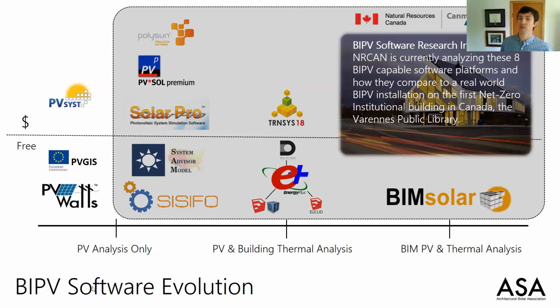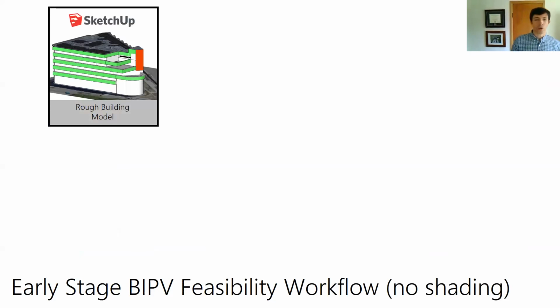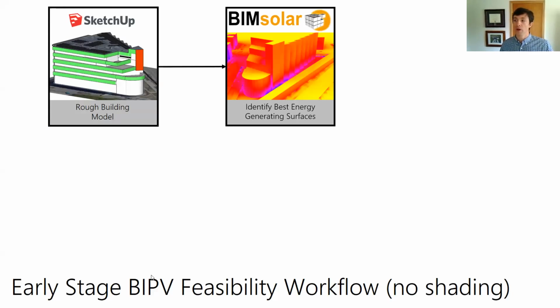So now we can get into some early stage BIPV feasibility workflows. And if we just go through the first one, this is what I do typically for a BIPV installation that doesn't have considerable shading concerns, or I just don't want to look at the shading concerns quite yet. The first step is developing the rough model in SketchUp or any other CAD platform for that matter. I then import into BIM Solar to identify the best energy generating surfaces on a given project.